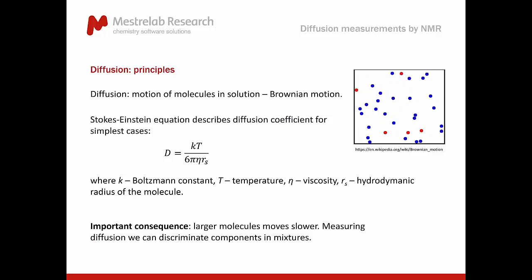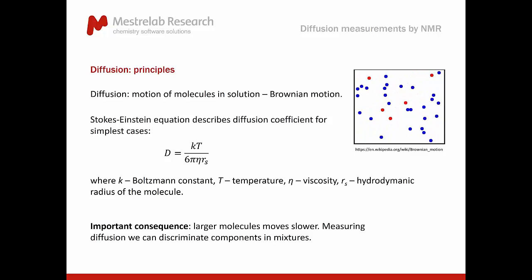In the simplest case, diffusion can be described by something like the Stokes-Einstein equation presented here. This is a very artificial simple case, with a spherical molecule in a continuous medium. It's very easy to understand what's going on when looking at this equation. If you have a higher temperature, of course molecules move faster, so the diffusion is directly proportional to the temperature.